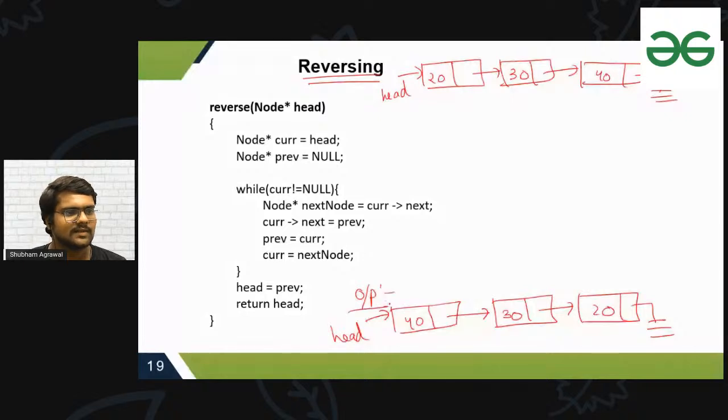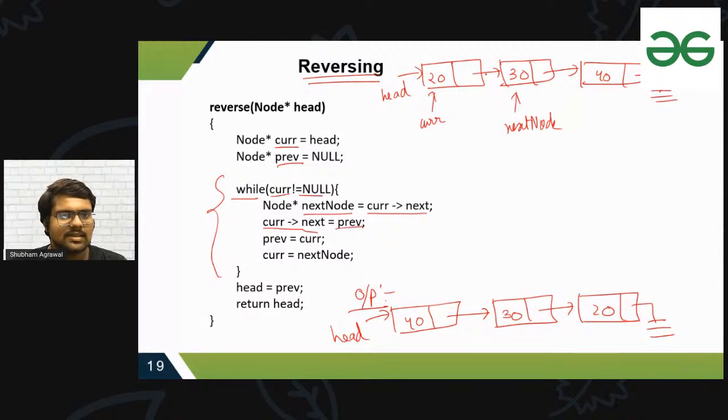First we define two variables, current and previous. Current will point to the head, and the previous node will point to null. Then we enter this while loop. First we take a next node variable, in which we store the value of current of next, so it will point to this. Then in current's next we will give the previous.